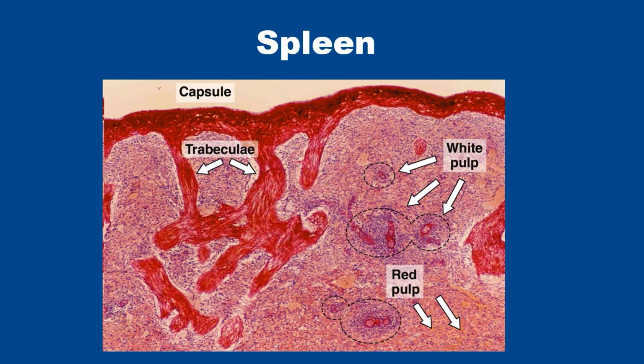The spleen is lined by a capsule, and the trabeculae are there, which are extensions of the connective tissue of the capsule, dividing the spleen into different compartments. There are some bluish, dark blue areas. These are the white pulp, and in between the white pulps are the red pulps.